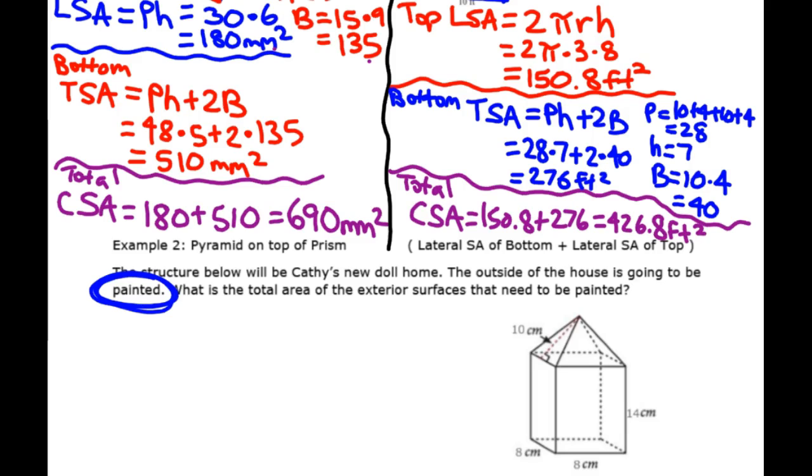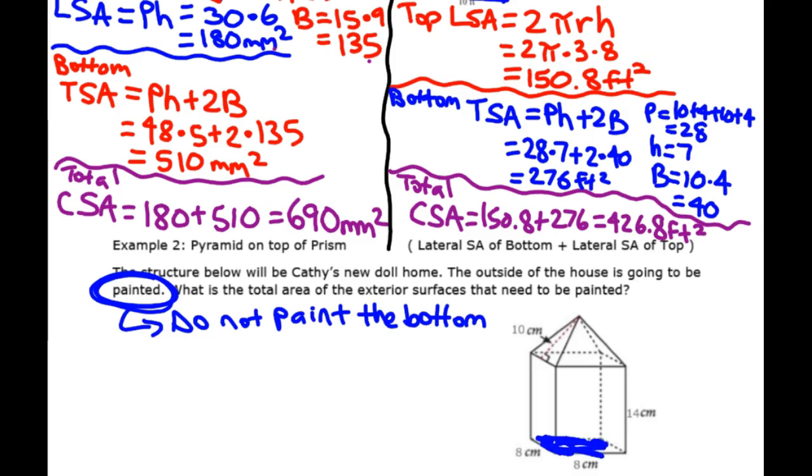So if you were painting a dollhouse, would you paint the bottom? Okay, typically no. Now, could you? Sure. But I'm telling you, we are not going to paint the bottom. Okay? Do not paint. Pay attention. Yeah, that was a good one. All right. So, do not paint the bottom. So, kind of like, get that out of here.